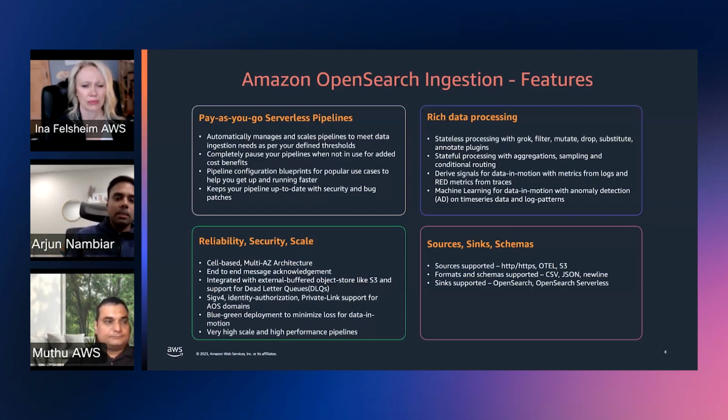It's also integrated with battle-proven technologies like S3, and we have support for DLQs. Things like SigV4, IAM, PrivateLink, anything that you expect with an AWS service, it's all baked into the service. Also, blue-green deployments are a paradigm that our users are very familiar with in terms of upgrades or moving their data with a managed service. So if you want to upgrade your OpenSearch ingestion pipeline or move your data from pipeline A to pipeline B, we use blue-green deployments.